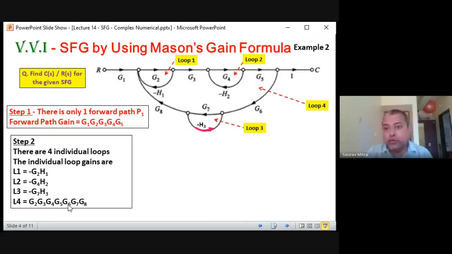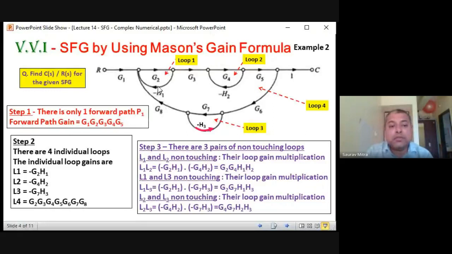Now the next step, we are finding the loop gains of pairs of non-touching loops. L1 and L2 are non-touching, so multiply their gain. This is G2, G4, H1, H2. Then L1 and L3 are non-touching, so it will be G2, G7, H1, H3. The negatives are multiplied, so they become positive.